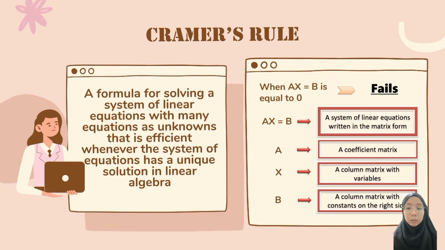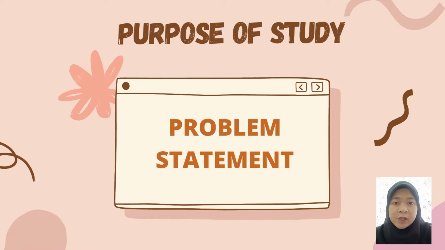Next, AX = B is a system of linear equations written in matrix form, where A is a coefficient matrix that must be a square matrix. Then X is a column matrix with variables, and B is a column matrix with constants on the right side of the equation. Purpose of study, problem statement in this application.